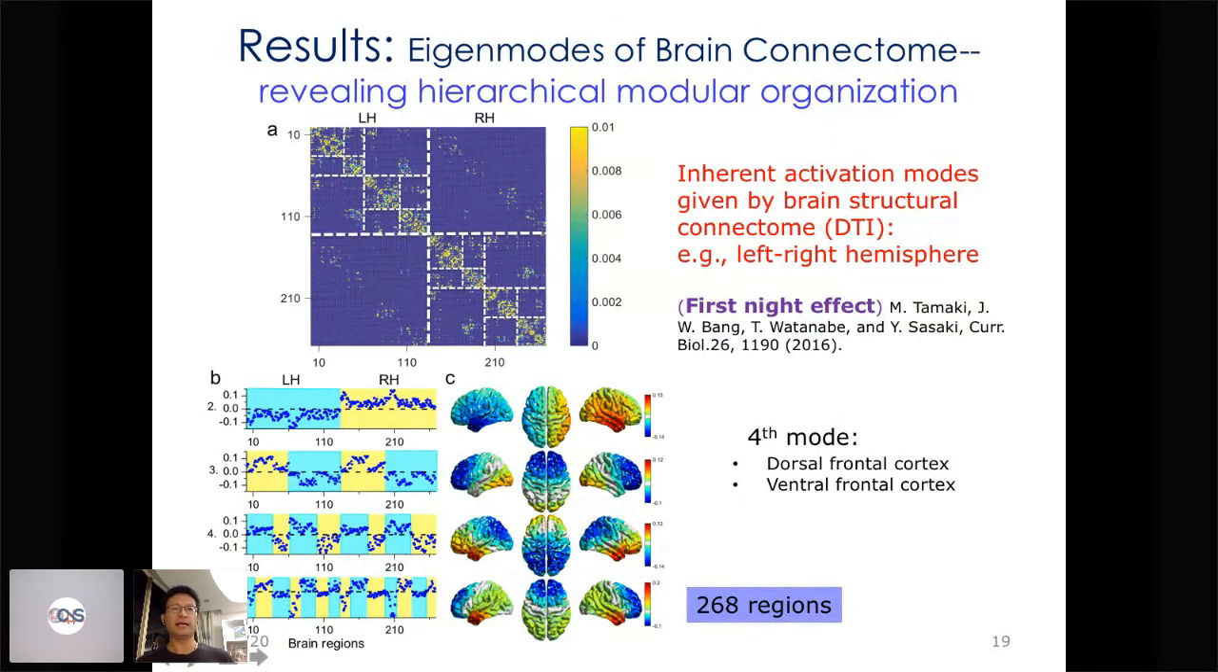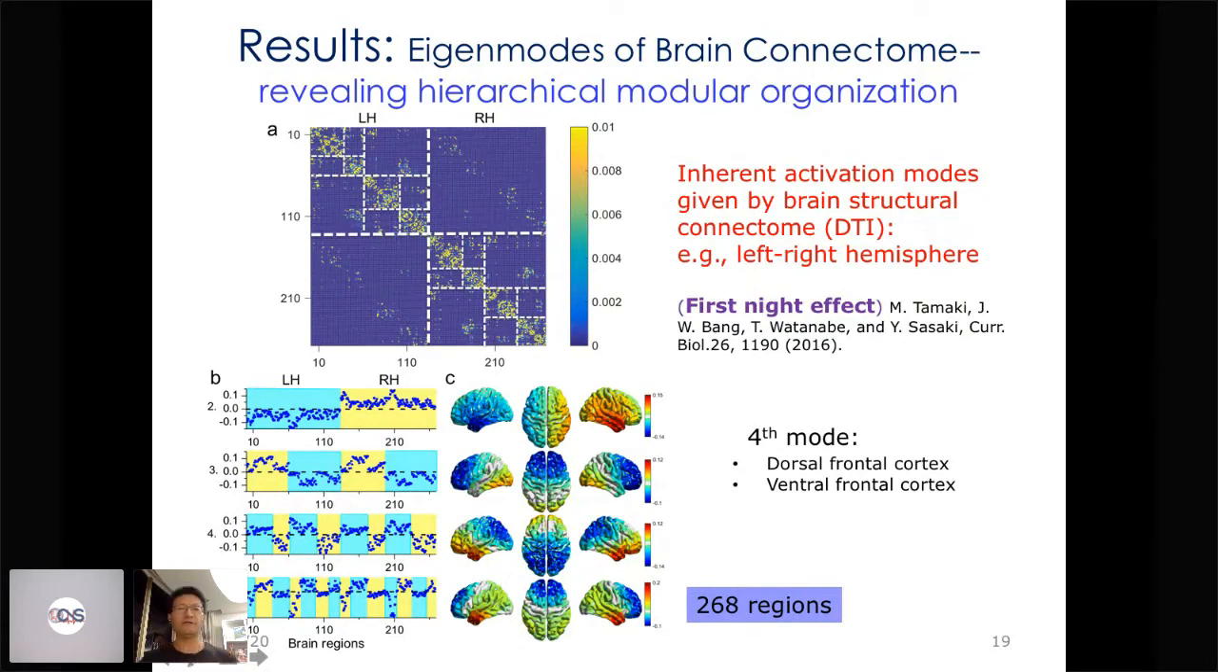So this shows that under suitable conditions, the two hemispheres can be segregated. And people have already found in some special conditions, for example, when you travel to a new place and sleep the first night, half of your brain can sleep deeper and the other half not so deep. So this is somewhat like a possibility, that from the structure, the two hemispheres can indeed be segregated in the eigenmode.